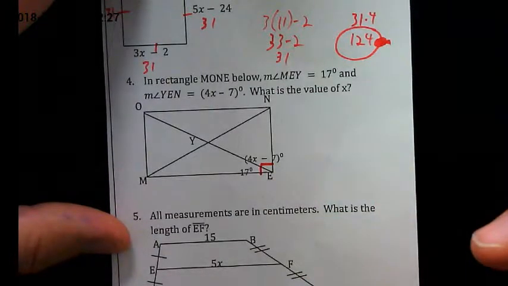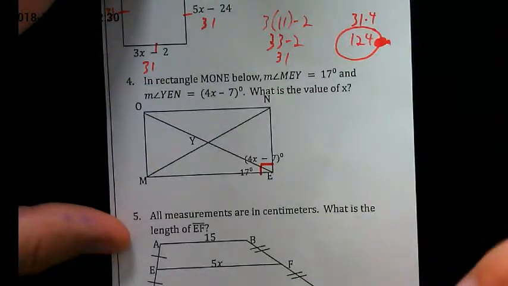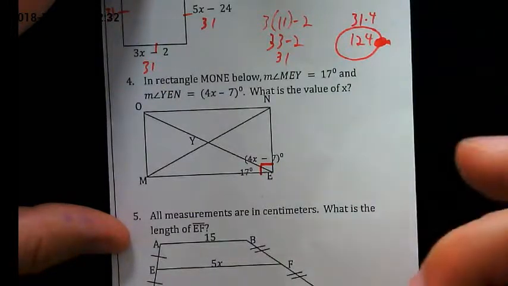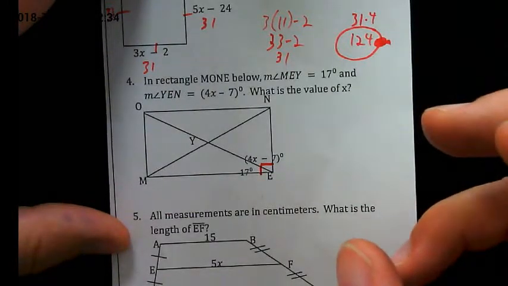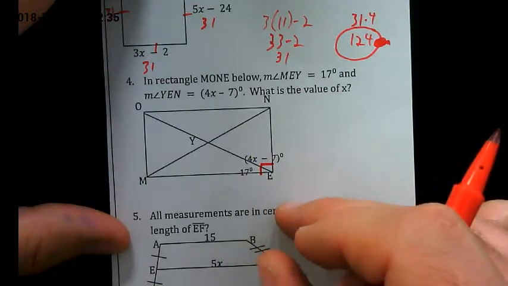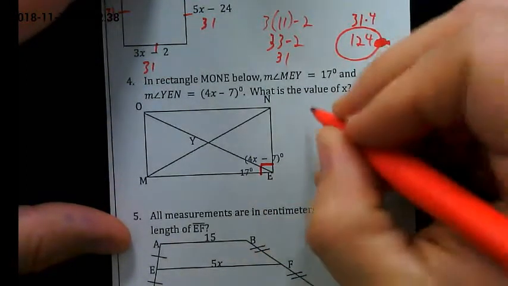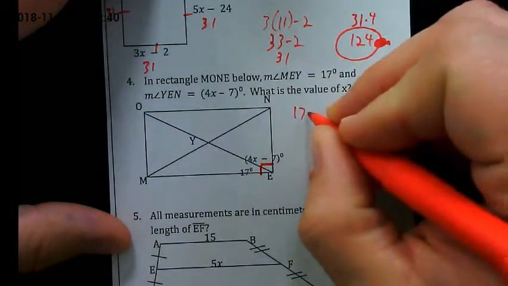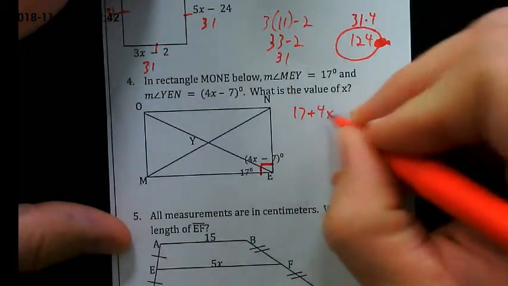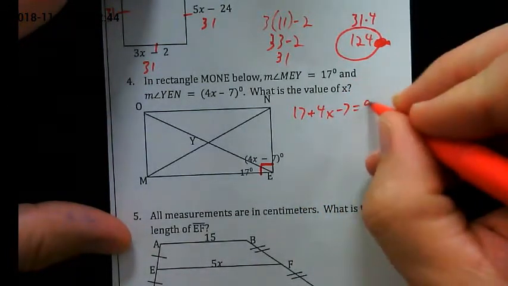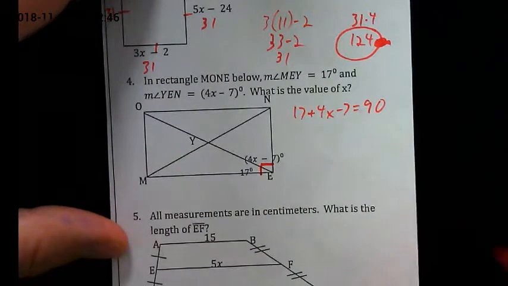Again, be careful. One of the common mistakes here would be to say, oh, those have to equal each other. They don't have to equal each other. The diagonal in a rectangle does not bisect. So, 17 plus 4x minus 7 equals 90.